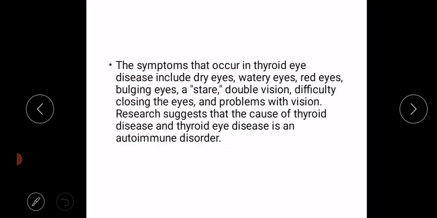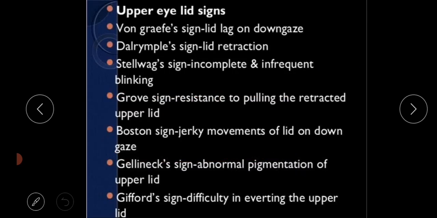Symptoms that occur in thyroid eye disease include dry eyes, watery eyes and red eyes, and bulging eyes that lead to a condition known as stare. The person has a staring look, and double vision can also occur. Research suggests that the cause of thyroid disease and thyroid eye disease is an autoimmune disorder. I have told you this.